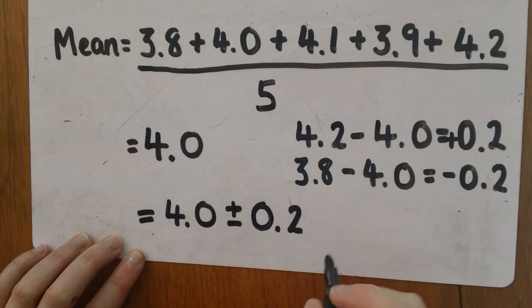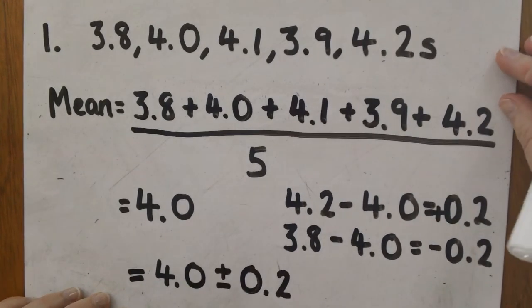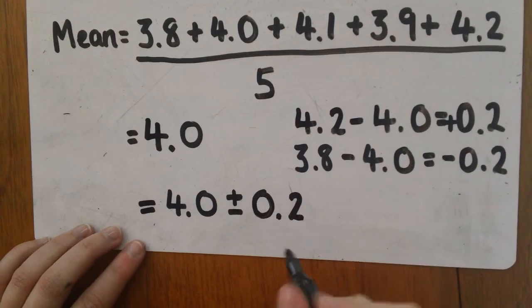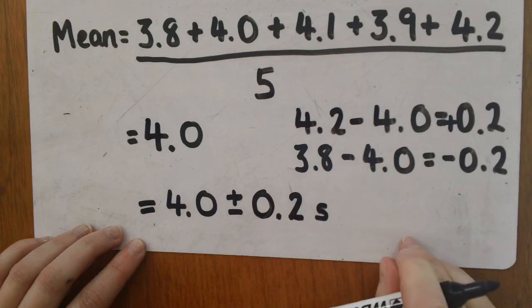And then the important thing is at the very end, I need to put the units. And in this question, this was a time question and it was in seconds, so my uncertainty needs to have seconds on the end.